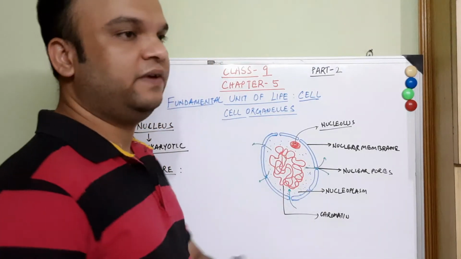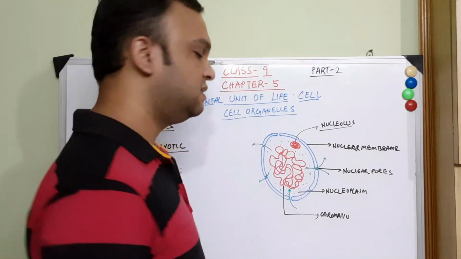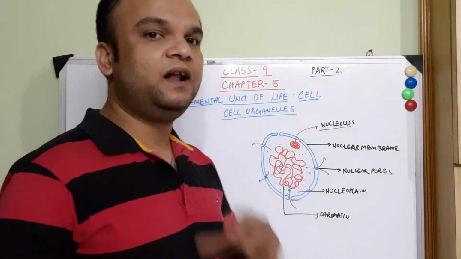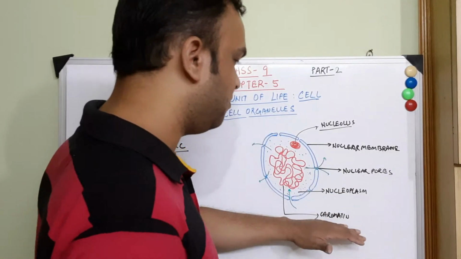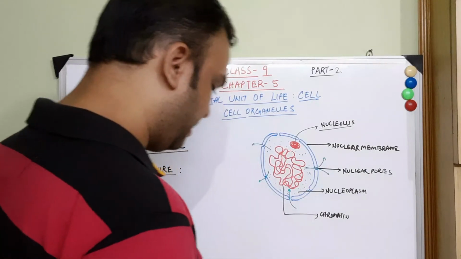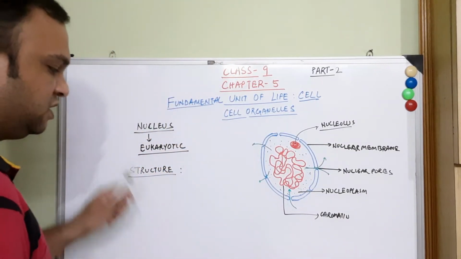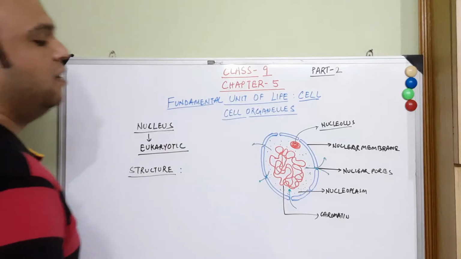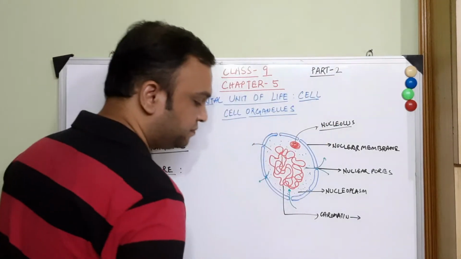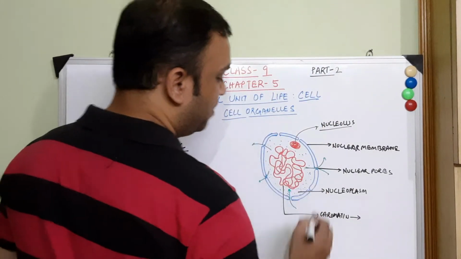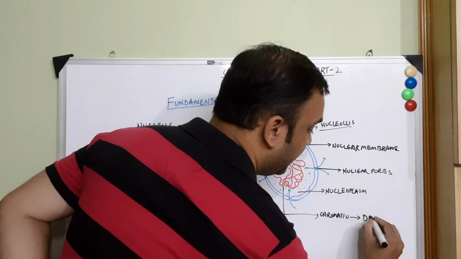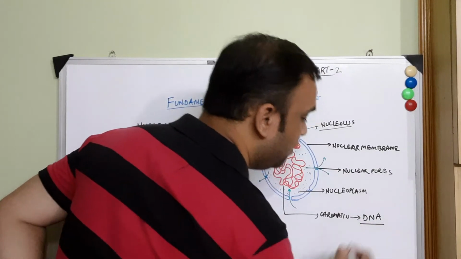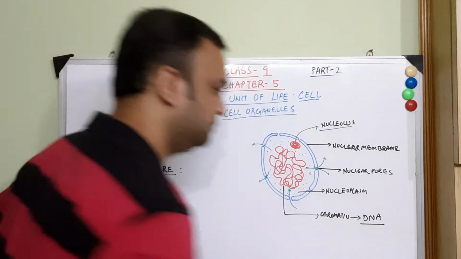Nucleoplasm has a very fluid consistency, and it provides the medium to float for what? For the chromatin and the nucleolus. Now we come to its important structure, and that is chromatin. Chromatin is the thread-like structures which contain the DNA. DNA is what? Deoxyribonucleic acid.